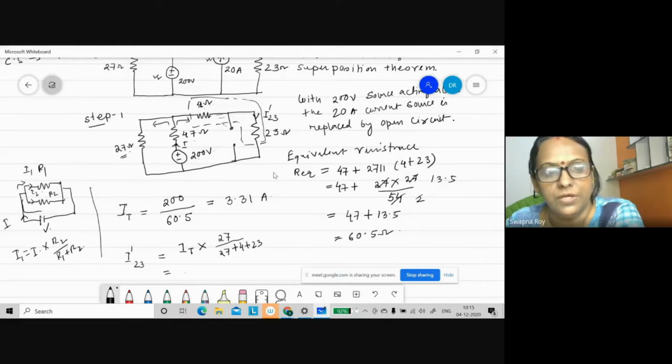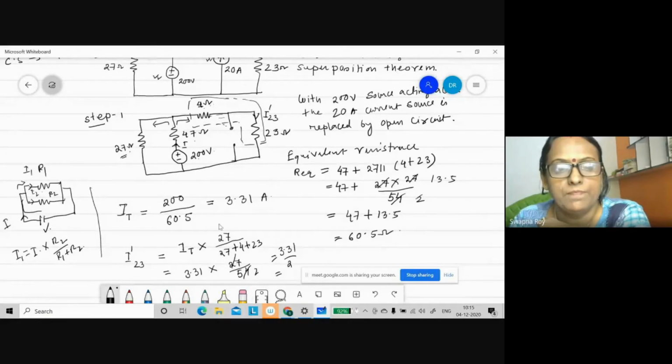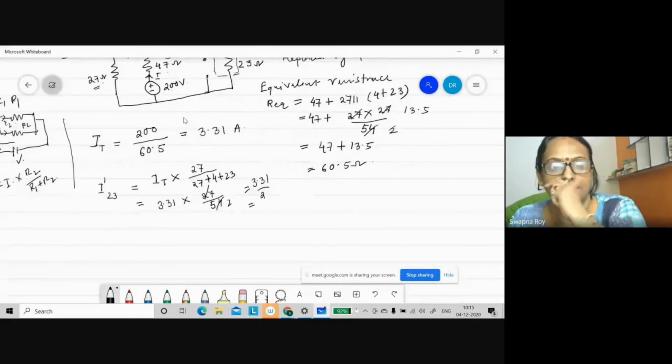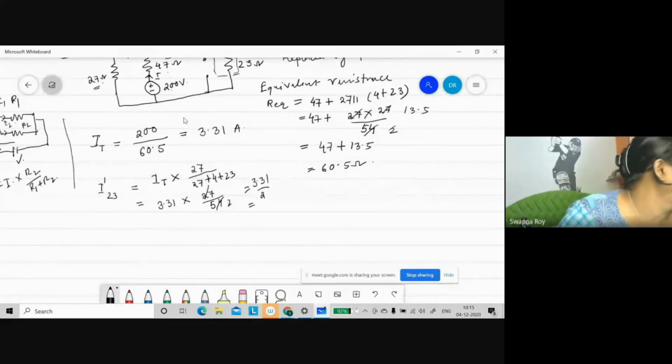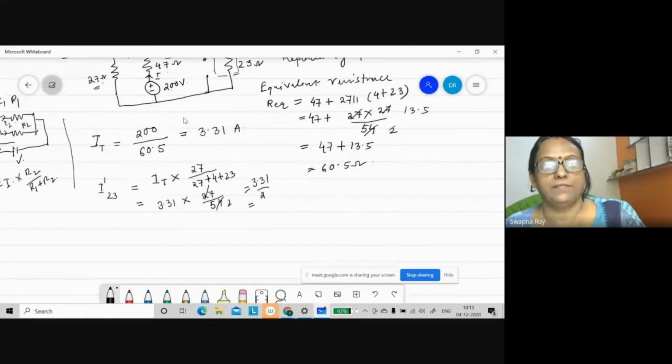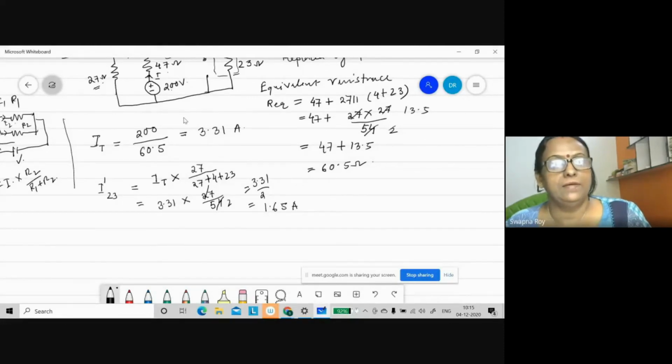So this is 3.31 into opposite resistance, that is again 54. So this is 3.31 by 2. Now what is the value? 1.65. 1.65 is the current flowing through this 23 ohm resistor for this 200 volt source.